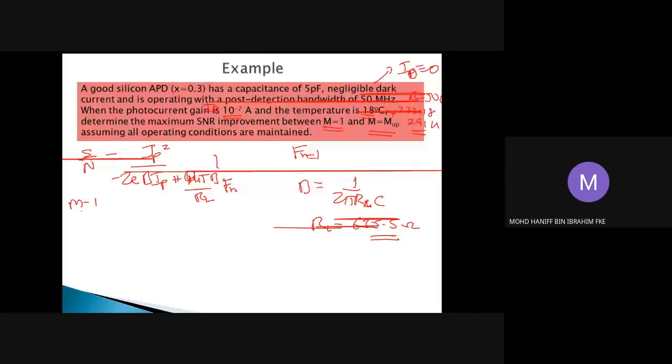This is similar to the PIN photodiode in terms of signal to noise ratio. When we substitute all the information given, IP is 10 power negative 7, B is 50 megahertz, KT is given here, and RL has been calculated before. So you can calculate the signal to noise ratio shall be equal to 7.